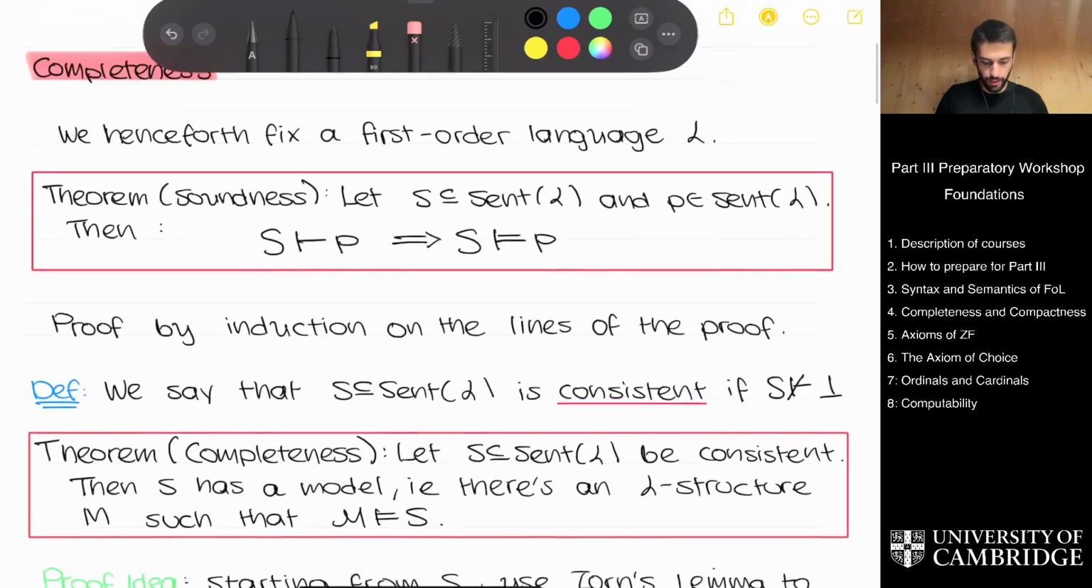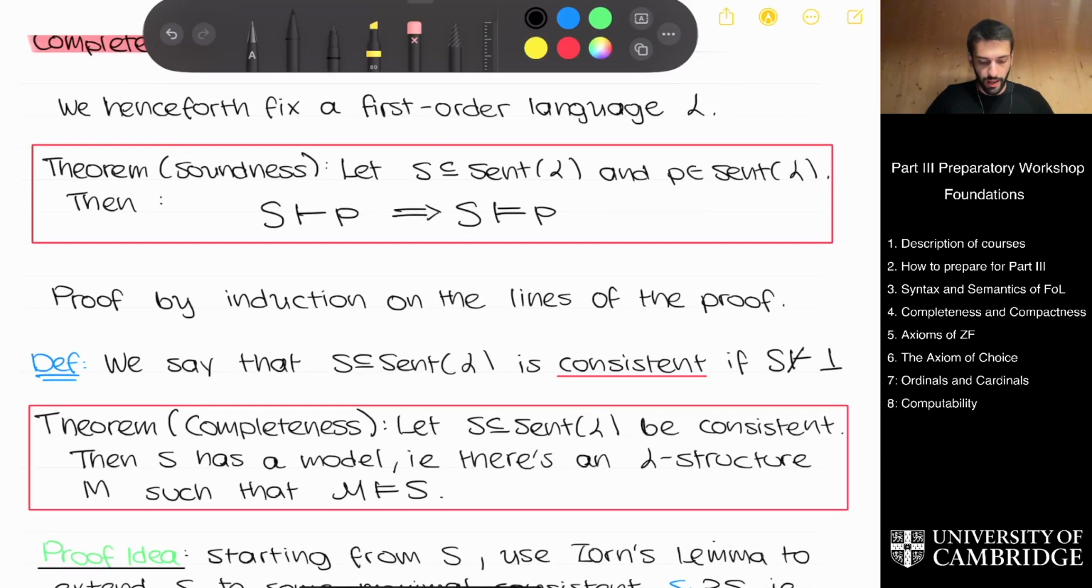So first of all, the soundness theorem for the proof system that we described in the previous video says the following. Given a set of sentences S, which are thought of as hypotheses, and a sentence P, again over the same language, if S proves P, it follows that S models P. Recall that this simply means that all models of S are also models of P.